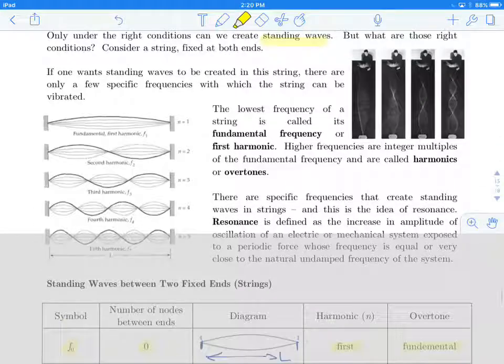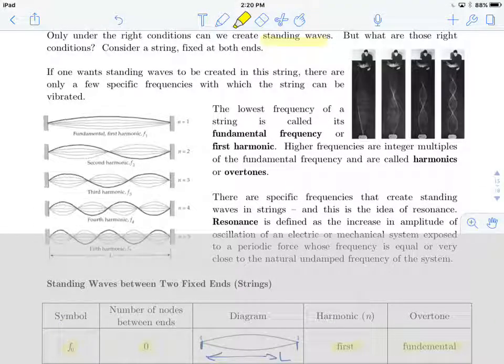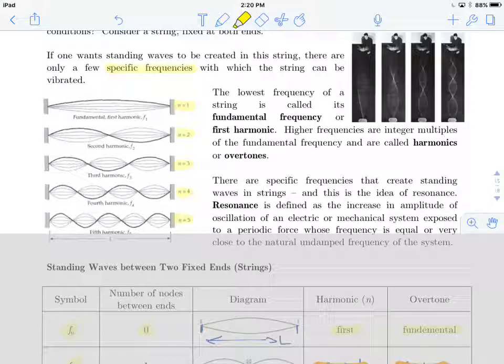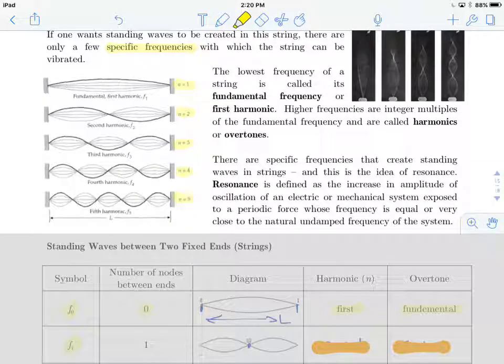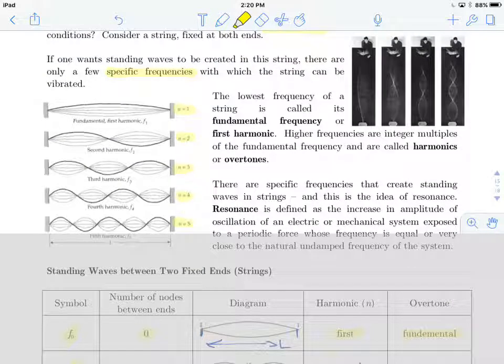Okay? If we want standing waves to be created, there are only certain specific frequencies with which we can vibrate this string to give us these beautiful patterns. And that's the trick with generating these standing waves. So the lowest frequency of a string is called the fundamental frequency. We also call it the first harmonic. And then higher frequencies are simply integer multiples of the fundamental frequency. And so those are the second, third, and fourth harmonic, and so on and so forth.